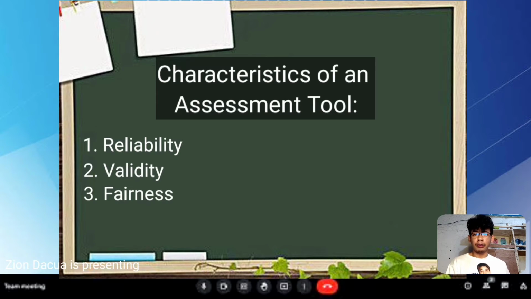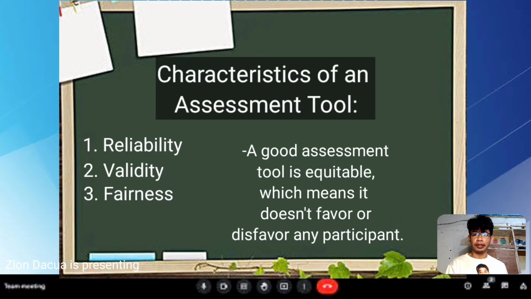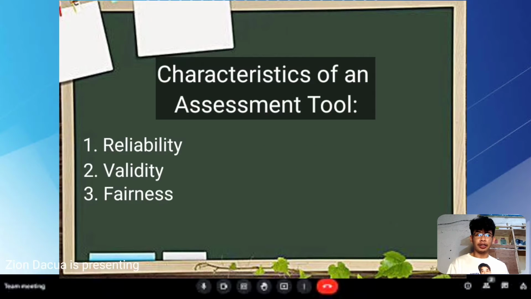For the third one, we have fairness. A good assessment tool is equitable, which means it doesn't favor or disfavor any participant in the assessment. It implies that students are tested using methods and procedures most appropriate to them. Why fairness in testing is important is self-evident. Every student should be able to demonstrate what he or she understands, knows, and can do.